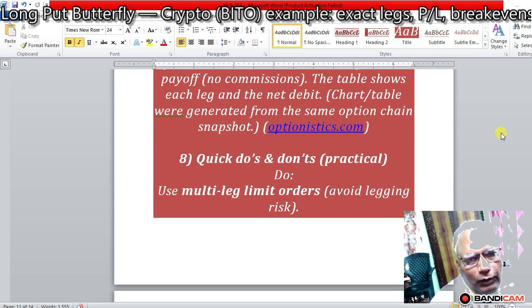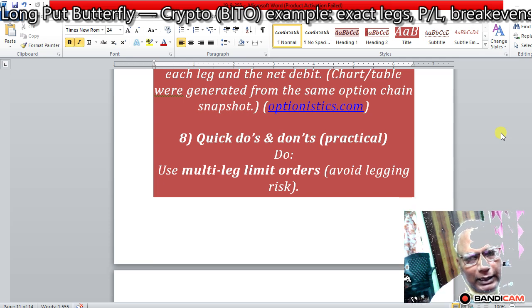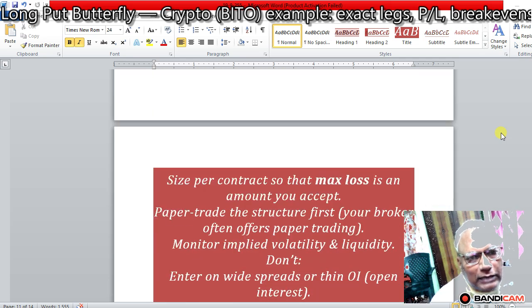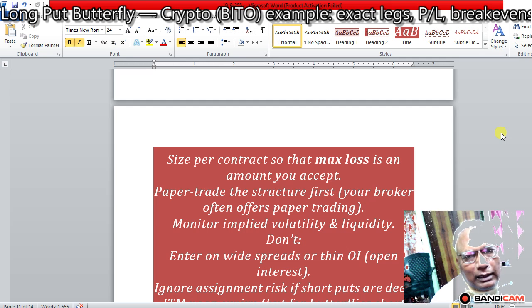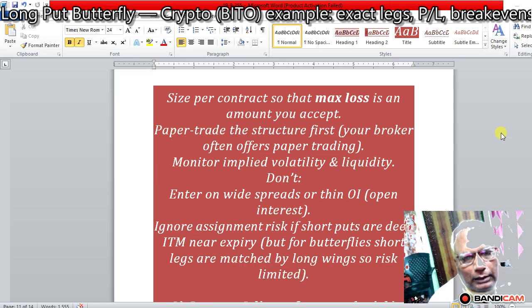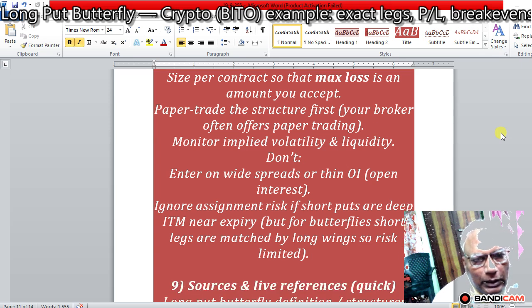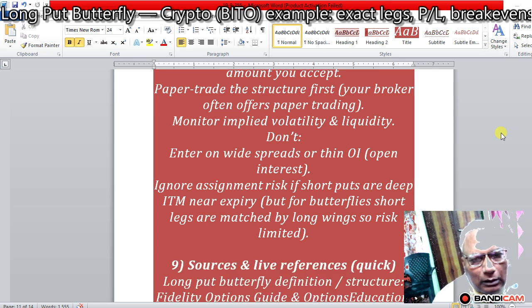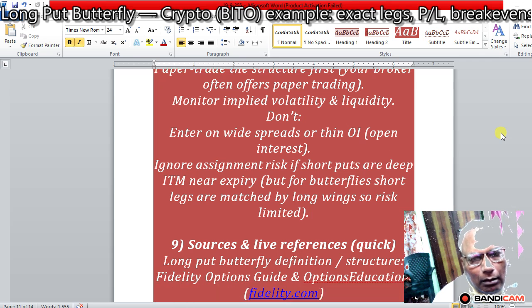8. Quick dos and don'ts. Avoid legging risk. Size so that contract maximum loss is an amount you can afford if spreads are wide or thin. Check OI, open interest. Don't ignore assignment risk if short puts are deep ITM near the wings, though risk is limited.